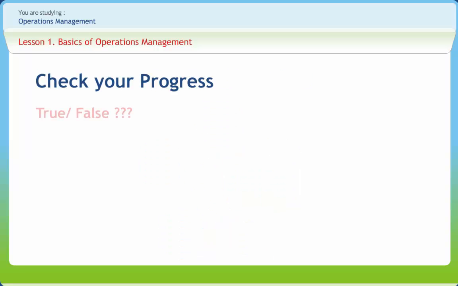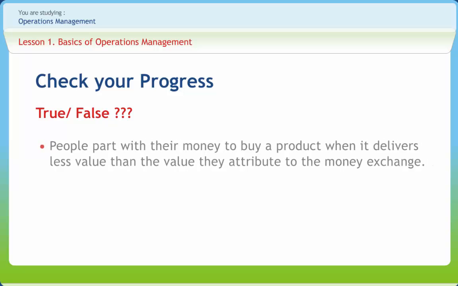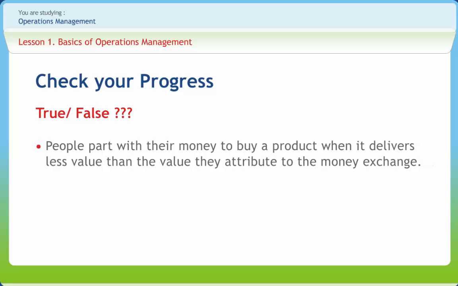Now let us check if we have understood the various concepts discussed in this lesson clearly. People part with their money to buy a product when it delivers less value than the value they attribute to the money exchange. Right or wrong?